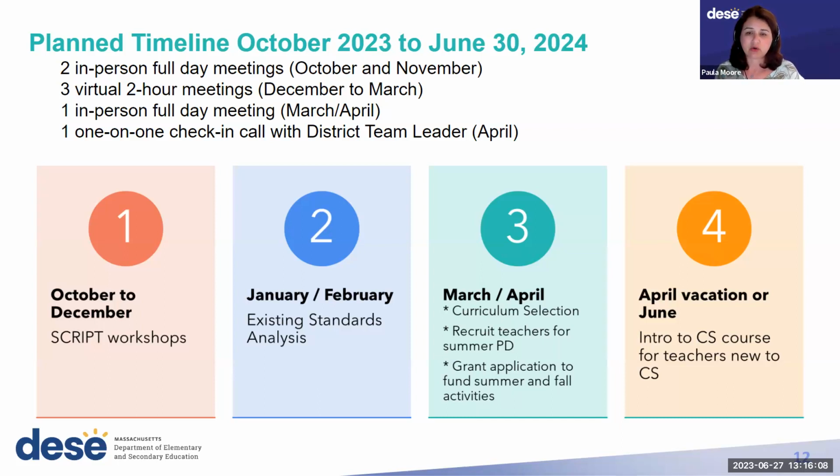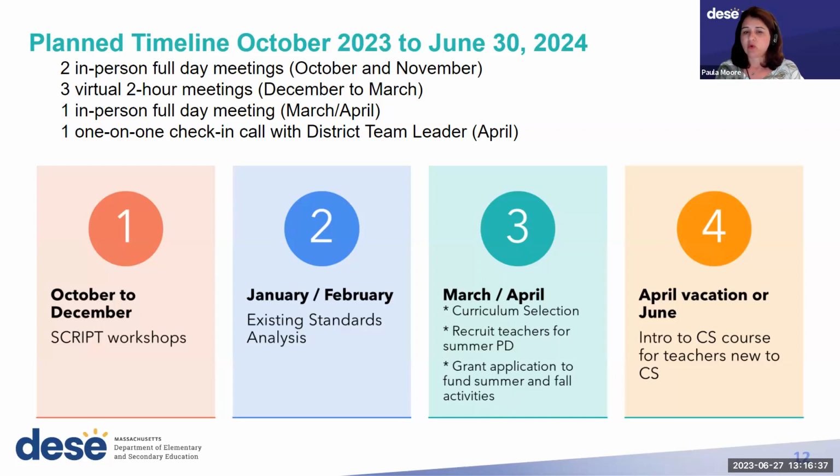Then in January and February, there will be some existing standards analysis, and these will be 3 virtual 2-hour meetings that we cover from December through, say, March. And then in the March-April timeframe, we'll have 1 in-person full-day meeting to really do a curriculum selection. And what we're looking to do is have a bunch of curriculum providers come and let you play around with their curriculum and take a test drive on it and see if it works for your district.